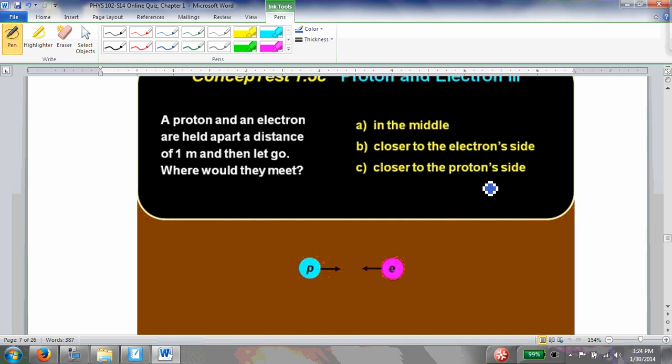Proton and electron are held apart at a distance of 1 meter and then let go. Where would they meet? Well, because the electron is accelerating more quickly, you're going to meet closer to the proton side.